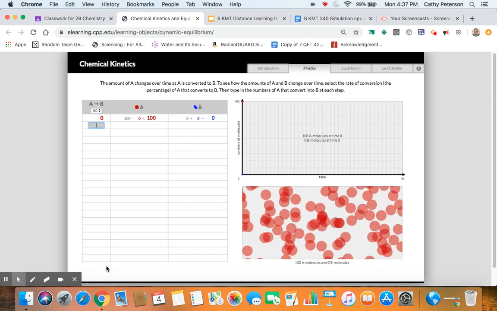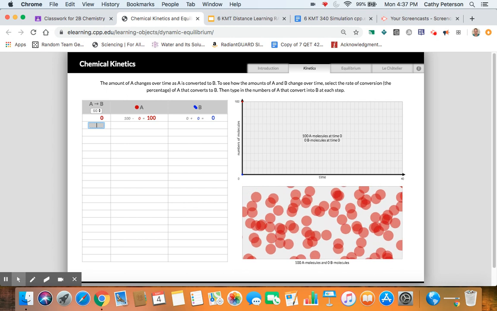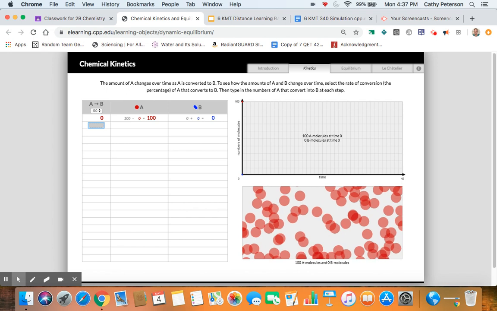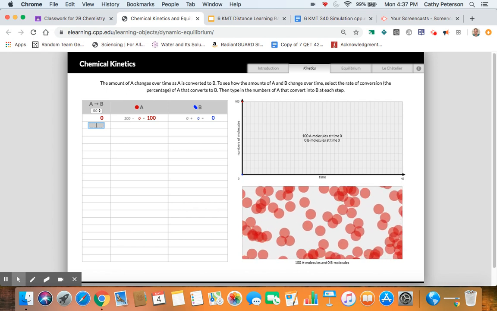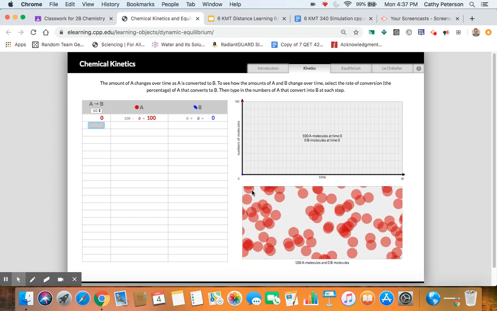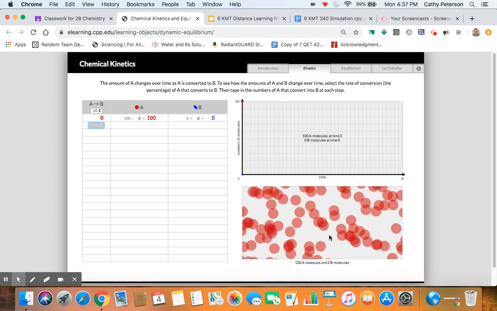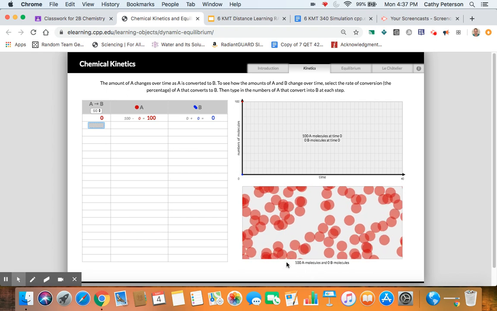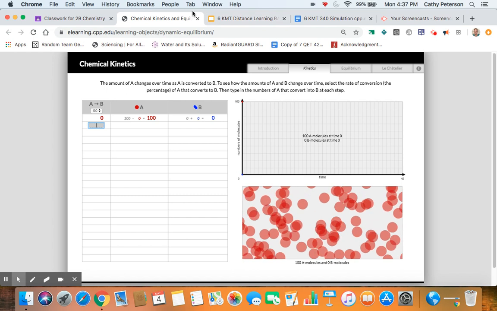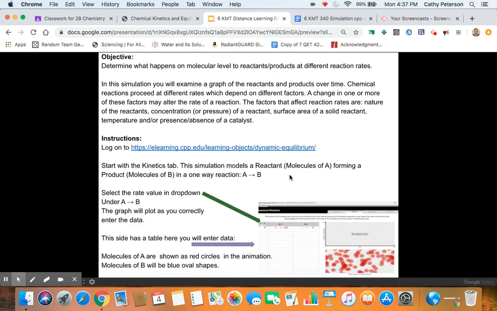The numbers are on the slideshow, so you can enter them. You might want to open the slideshow and this at the same time so you can toggle back and forth. There's going to be a graph here that will display the data, and there's a visual right here where you can see there's 100 molecules of A and no molecules of B. Again, I'm going to toggle back to this screen. This is where the rate dropdown is, and we're going to enter our data right here.